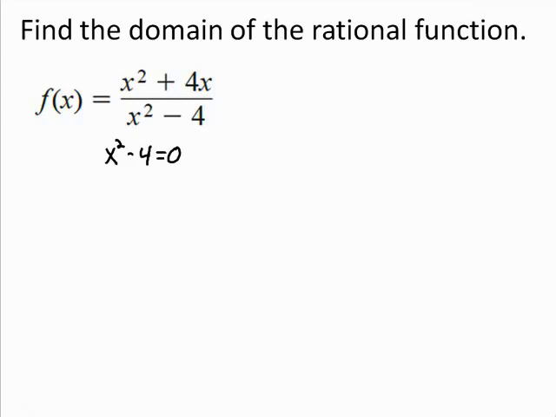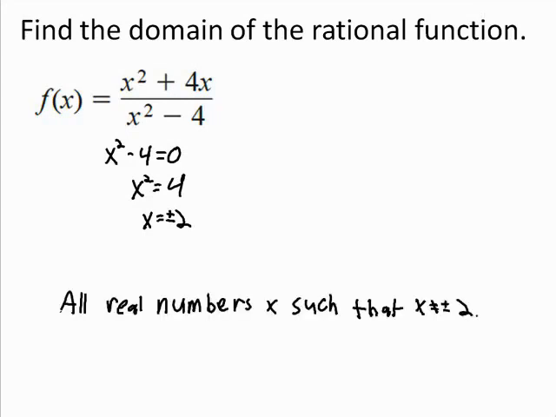Add 4 to each side. X squared equals 4. Take the square root of each side. X equals positive or negative 2. The 2 can be either positive or negative, because positive 2 squared equals 4 and negative 2 squared equals 4. So the domain is all real numbers x such that x does not equal positive or negative 2.